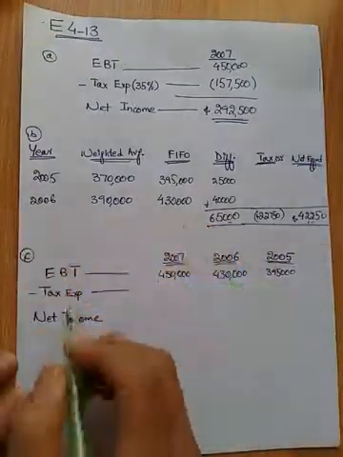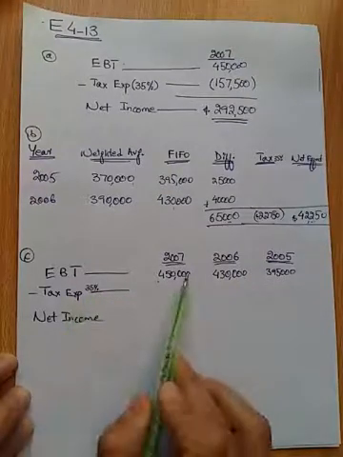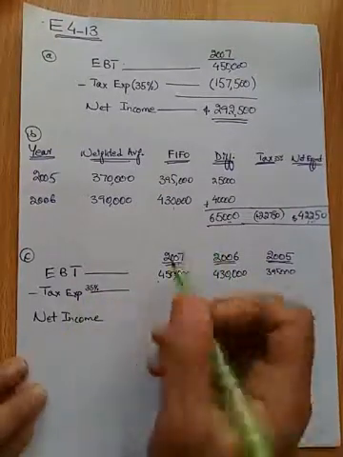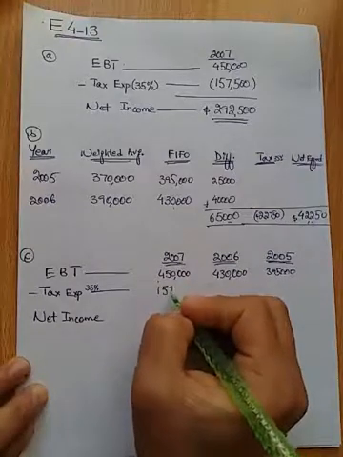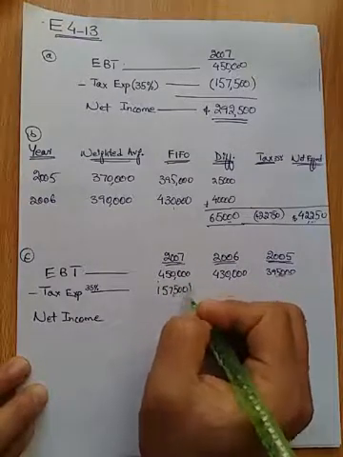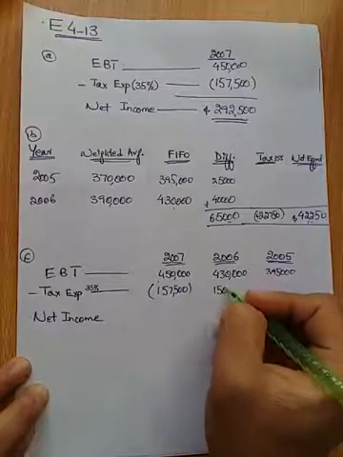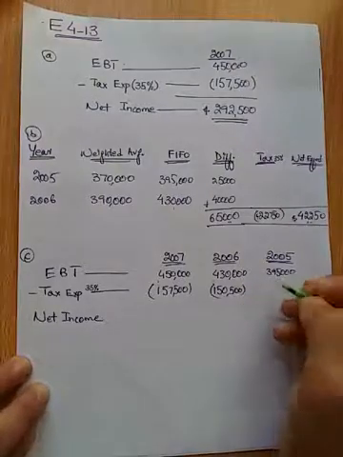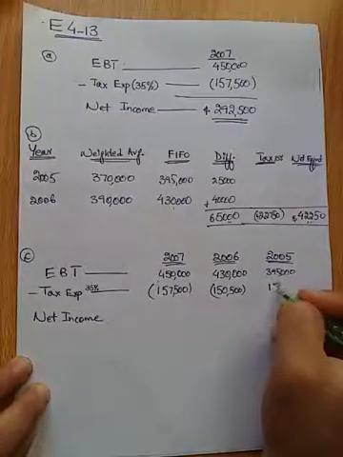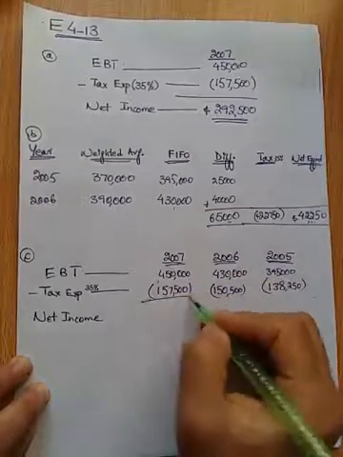Then the tax percentage is 35%. So I'm going to multiply 35% with all of them. If I multiply with the first one, it will give me 157,500 tax. If I multiply it with 430,000, it gives me 150,500 tax. If I multiply it with 395,000, it's going to give me 138,250. Okay, and that's it.